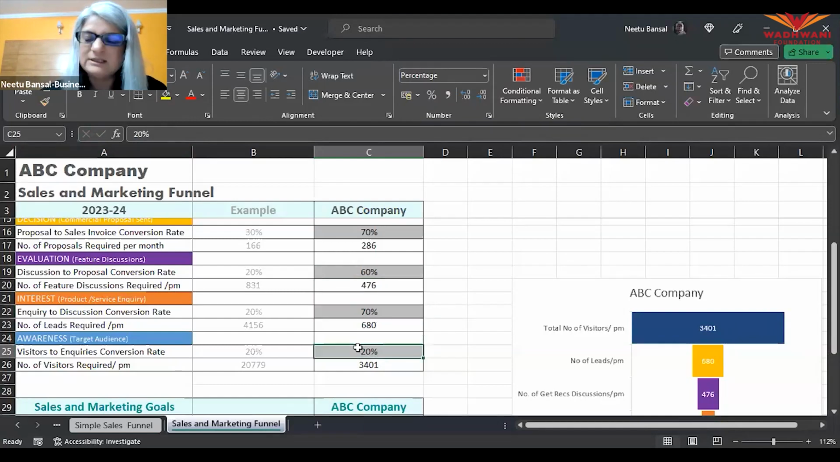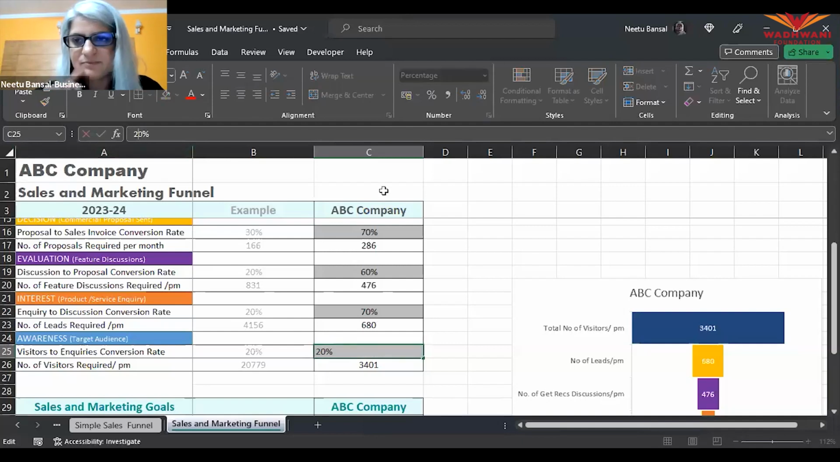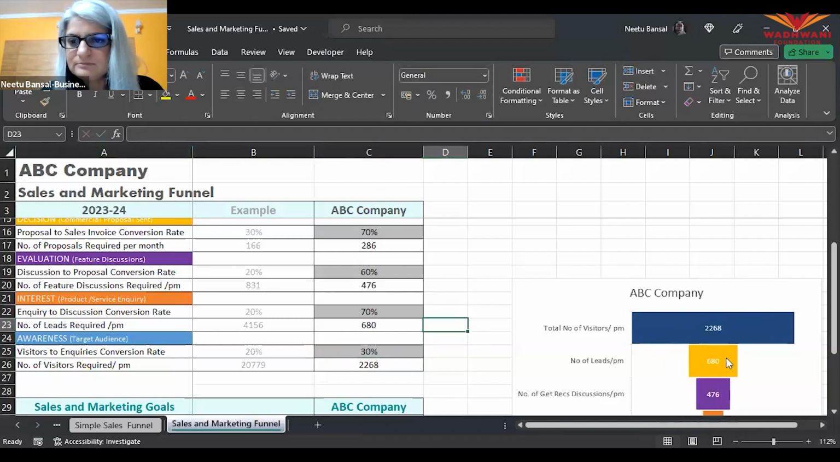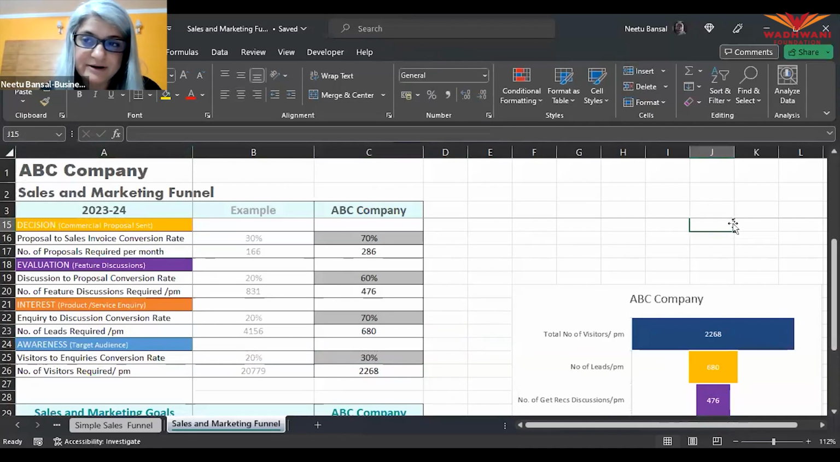For example, the last one, this is the lowest ratio that is there. Generally, the number of inquiries conversion rates are always low. But what if you start identifying the right customer segments, right? And instead of reaching out to the world at large, you're focusing on a specific customer segment. And if there you are able to improve on this, so instead of 20%, you're able to add one more person, you're able to convince one more person. See, your numbers go down to 2,268. That's nearly about 800 counts less, right?